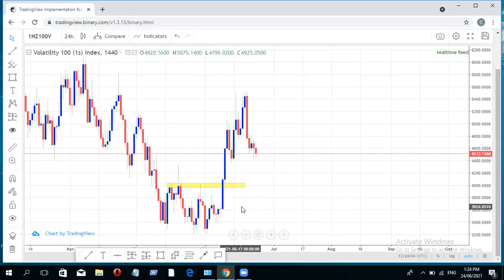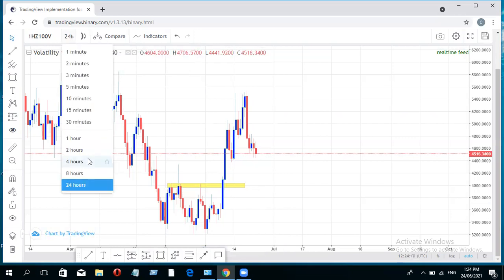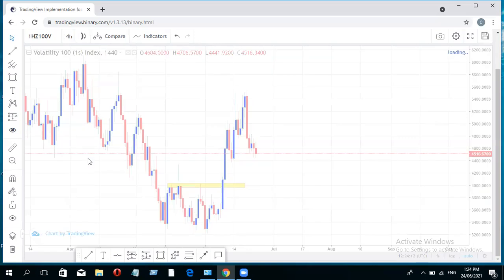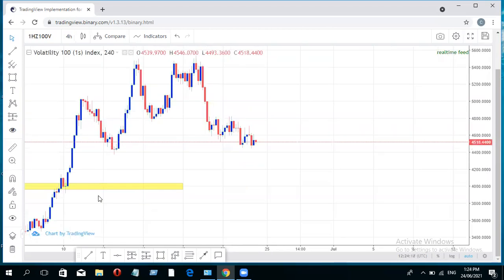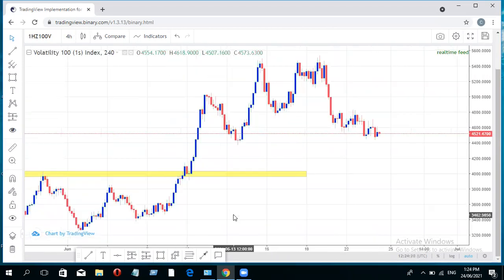Now, if I saw this break of structure, I would have come to my smaller time frame, maybe the 4 hour, to give me that good entry. Remember that you take your buys at a higher low when there's a break of structure for a buy. So we saw a break of structure.